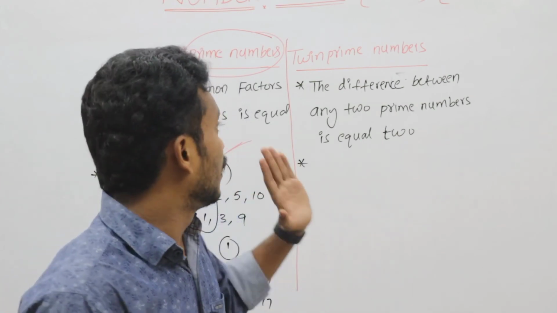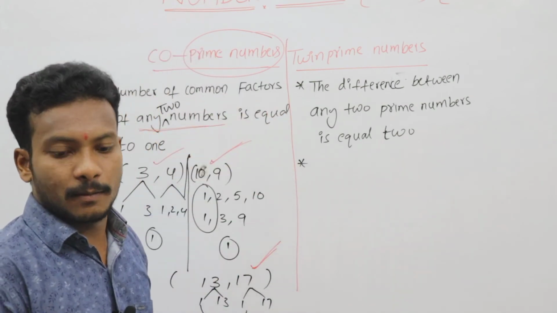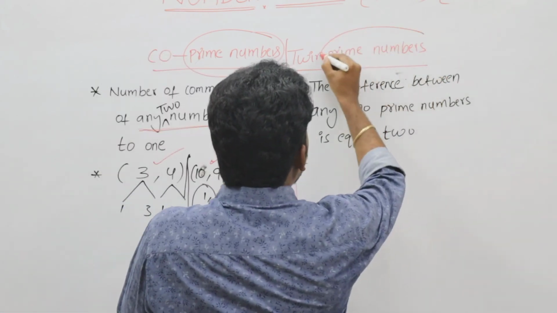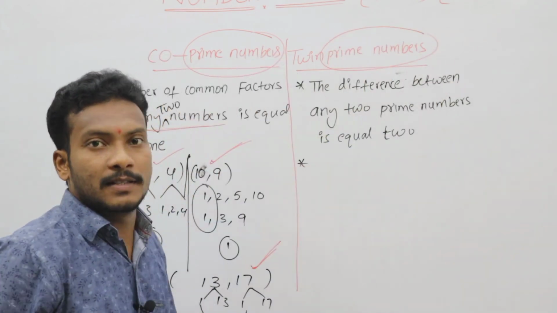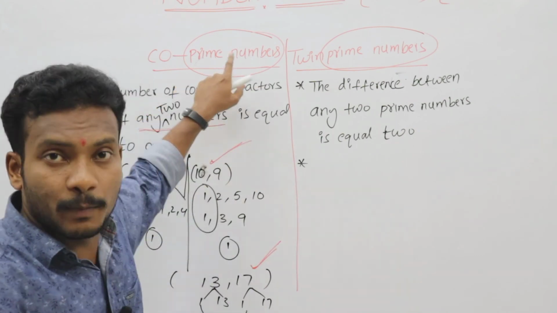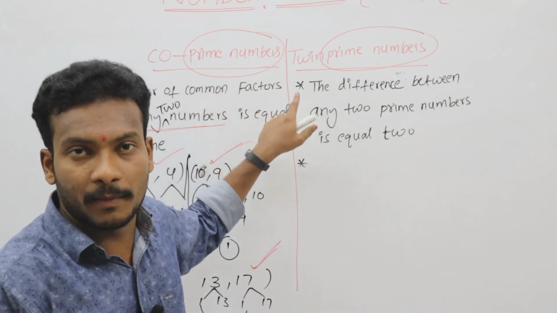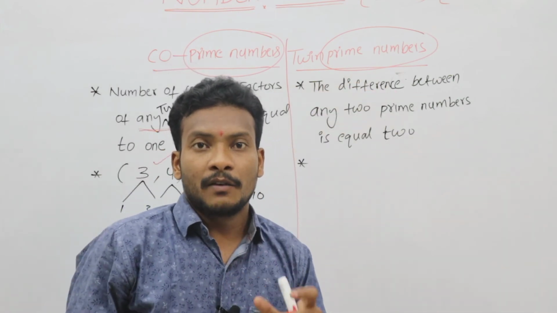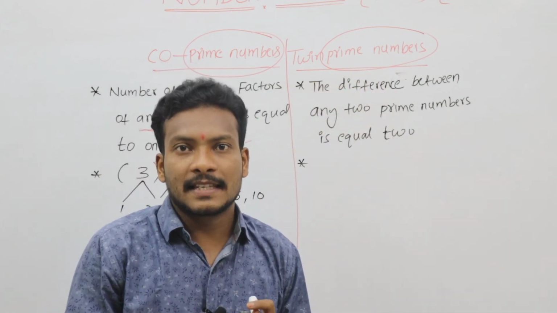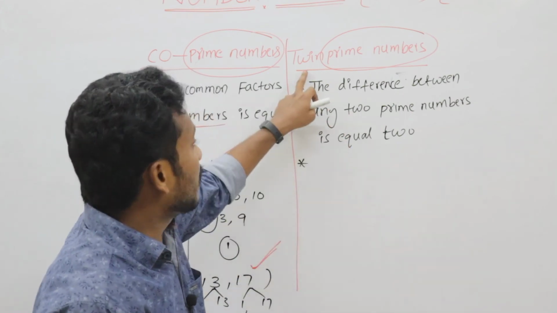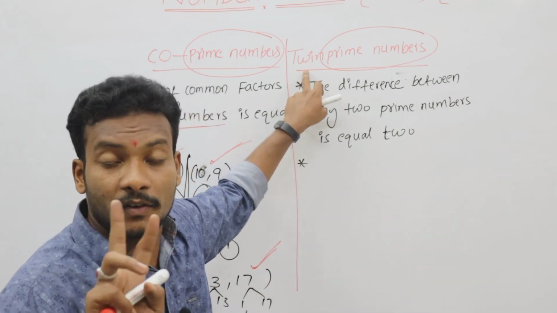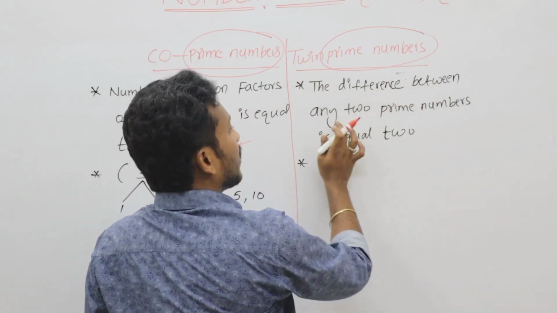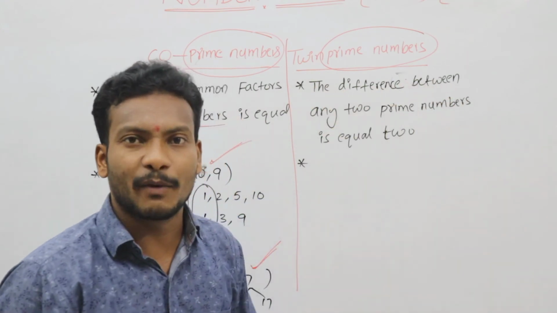Okay, next, move to twin prime numbers. Now in the name itself there is the word prime, and here the numbers are also prime numbers. What is meant by twin? Twin means same as it is, two. Twins means double. The difference between any two prime numbers is equal to 2.